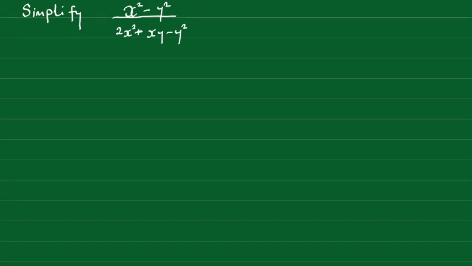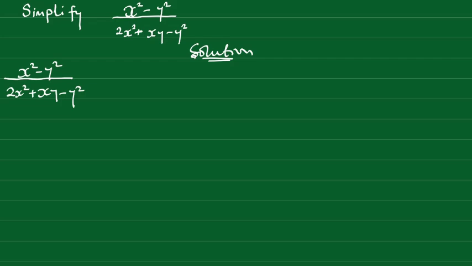We have this question from JAMB 1987, question 27, where we are asked to simplify (x² − y²) divided by (2x² + xy − y²). Now to solve this, we quickly write the solution. We'll copy out our expression: (x² − y²) divided by (2x² + xy − y²).